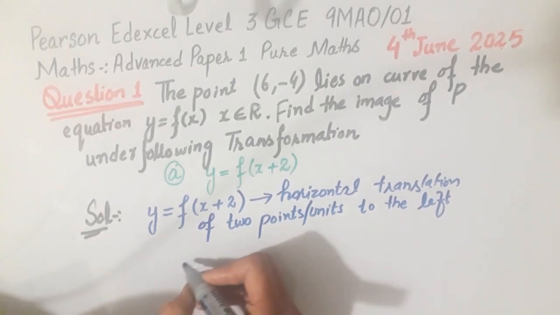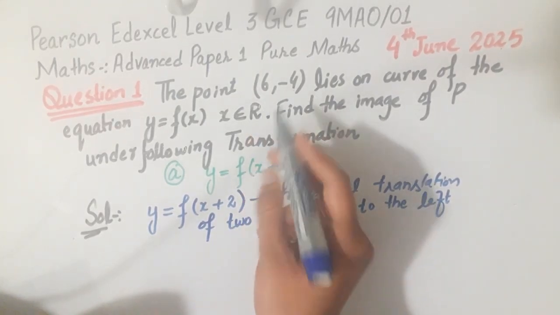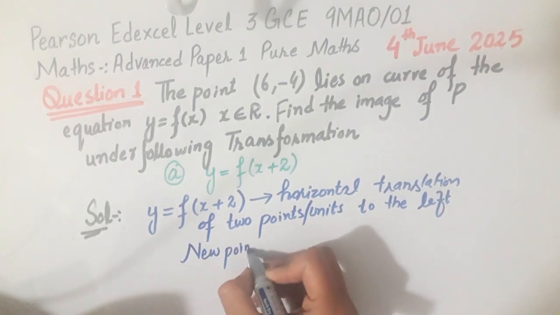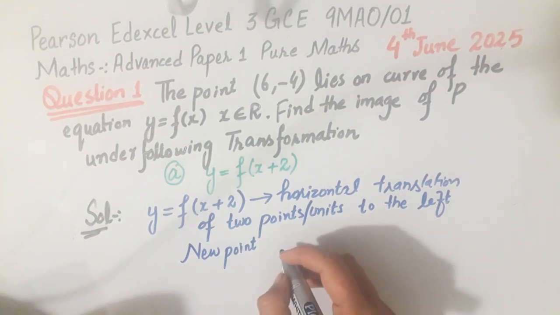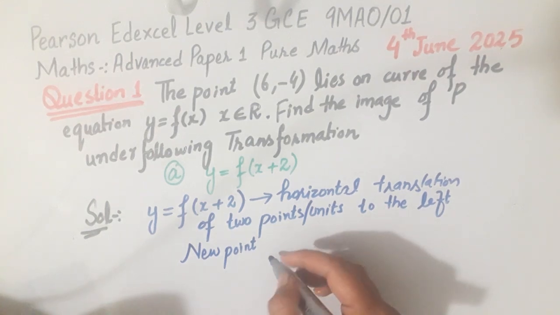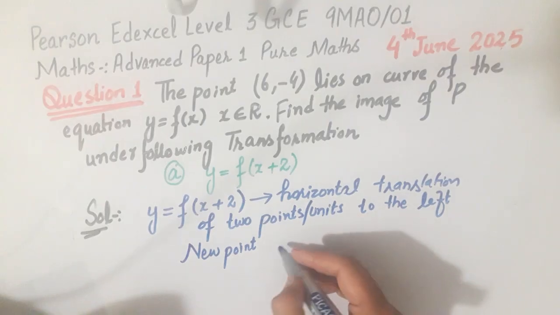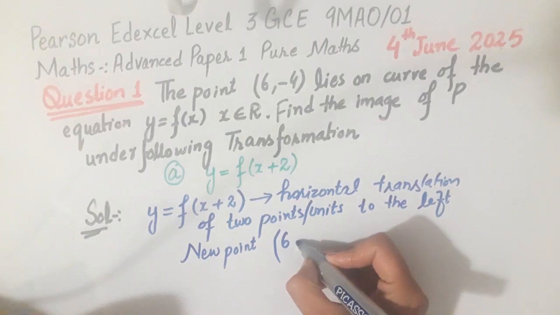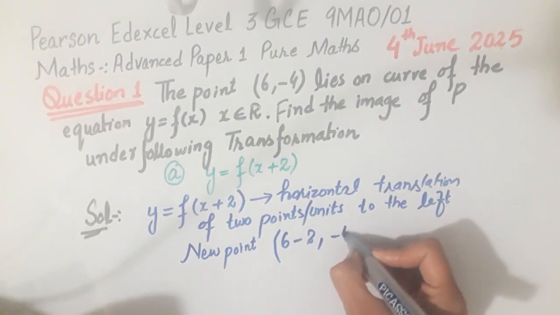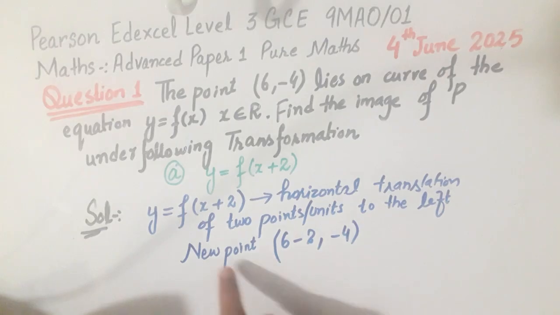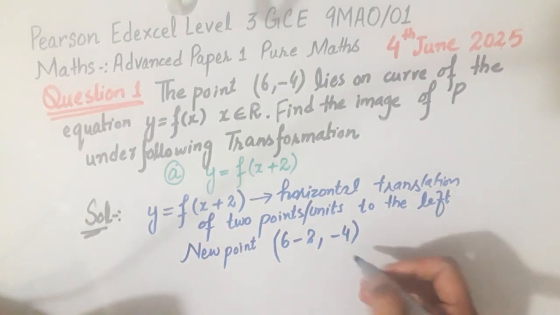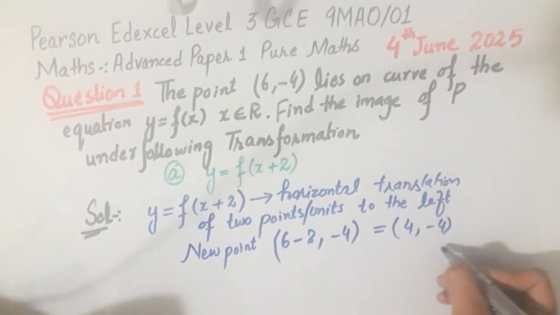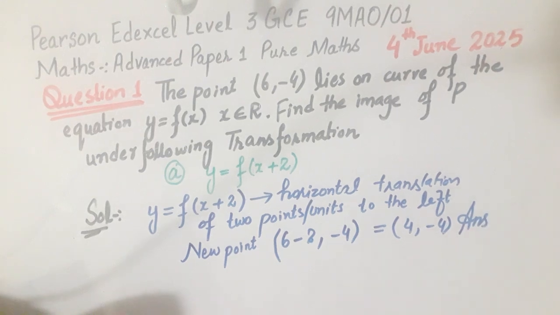Now the new point will be from the previous point, 6 and minus 4. We subtract 2 from the x-axis value, that is 6 minus 2, and the y value remains the same because this is done only horizontally along the x-axis. So 6 minus 2 will be 4. So 4 and minus 4 will be the answer for the A part.